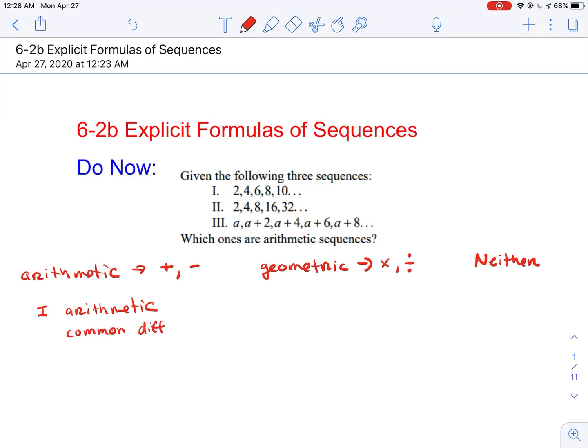And that's because our common difference, or the number we are adding consistently, is 2. Plus 2, plus 2, plus 2. And that works for the rest of the numbers.